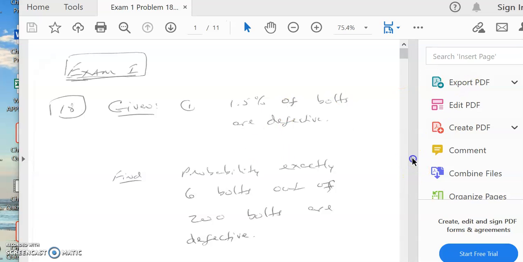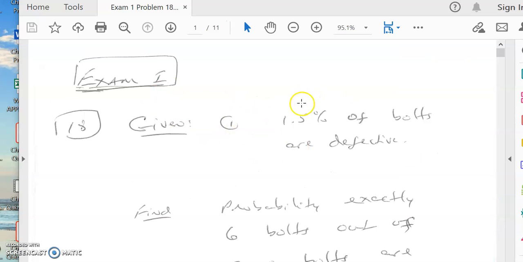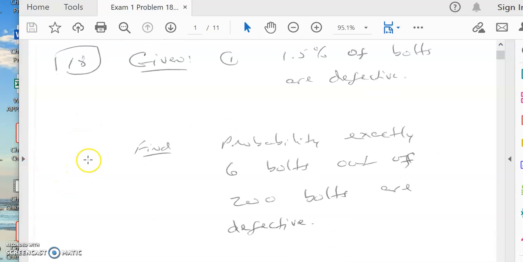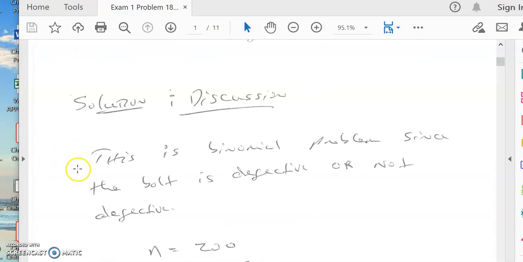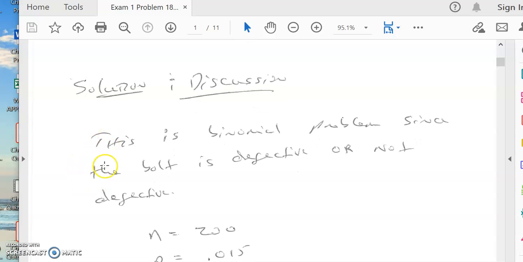Here's my standard technique of doing this. I write down first of all what we're given. So again, we're given that 1.5% of the bolts are defective. Find the probability that exactly 6 bolts out of 200 bolts are defective. So here's a little discussion that we start with as usual. I make a note to myself. I say, hey, wait a second. This is a binomial problem since the bolt is defective or it is not defective.